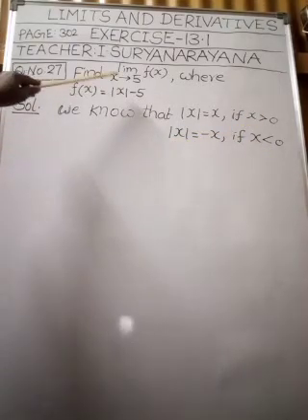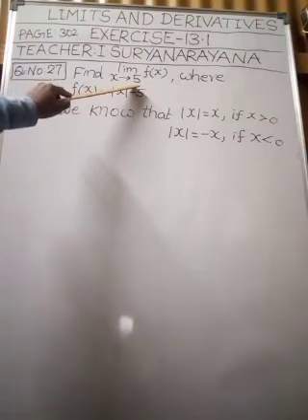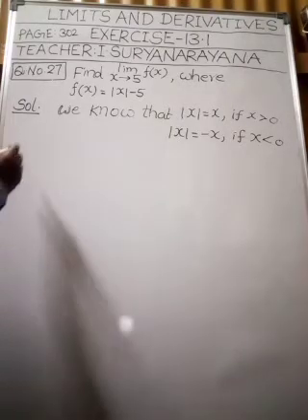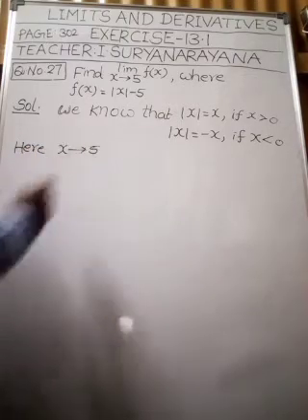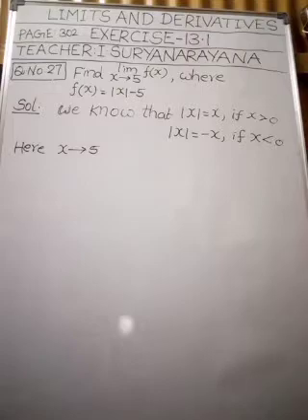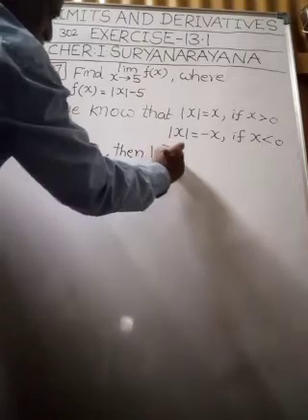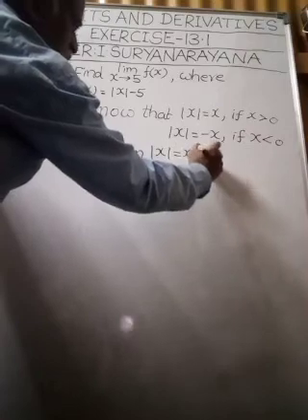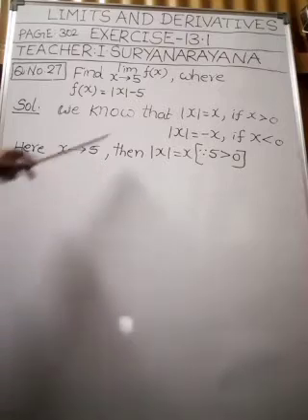Now come to the question. For which value is x approaching 5? X is approaching 5. Is it greater than 0 or less than 0, my children? Yes, 5 is greater than 0, isn't it? Here x is approaching 5. Then mod x is equal to x only, because 5 is greater than 0. This number is greater than 0.